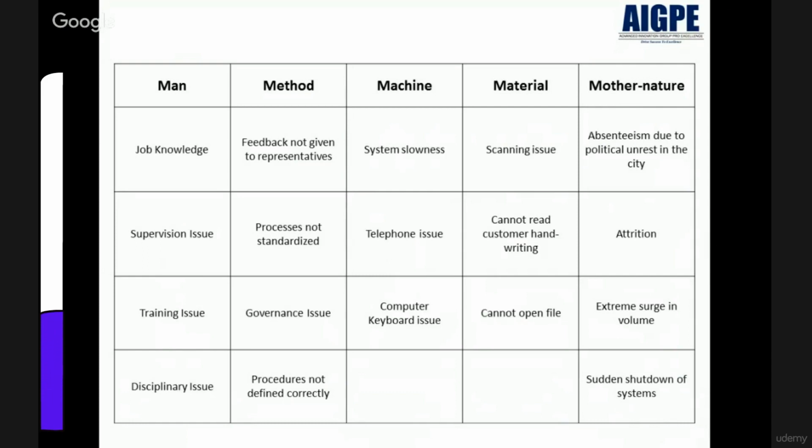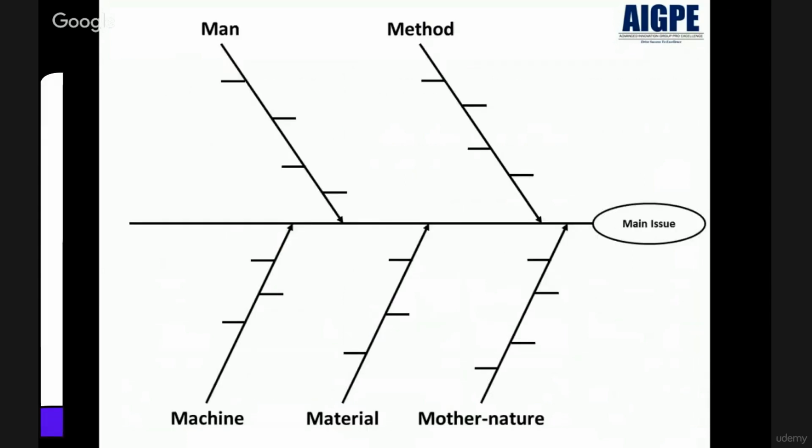Now that you have bifurcated each of the root causes into these 5 different categories, it is time to put these root causes in this diagram. So you will write the main issue, the high average handle time, as the eye of the fish. You would define each of the categories as the sub-bones of the fish, such as man is one of the sub-bones, method, machine, material, and mother nature.